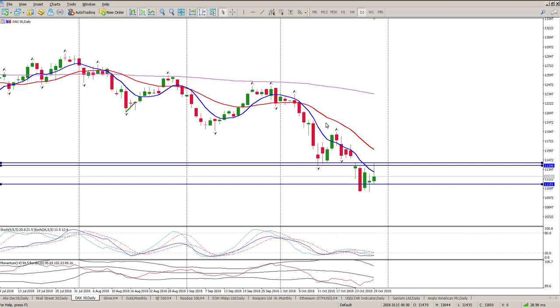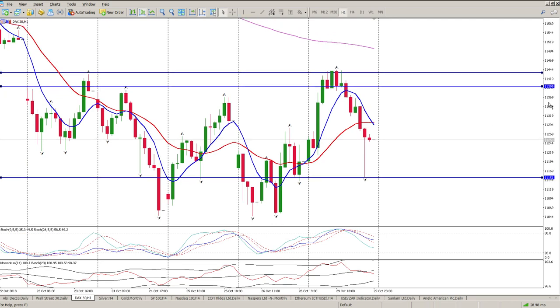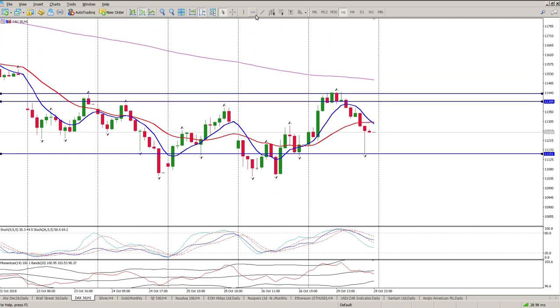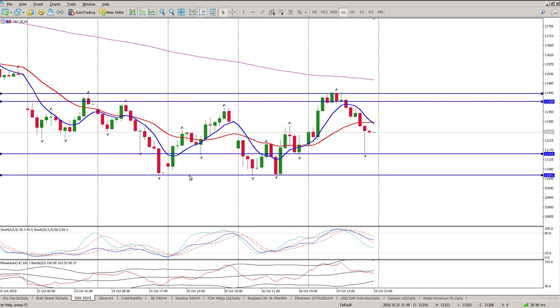So in other words, we've broken through the 200 EMA on the weekly. We've come back and we've tested the break. We've had a daily test on it. So what you're looking for is a break below this pin bar is going to give us more downside, and potentially the next level to watch would be a break below 11,051.